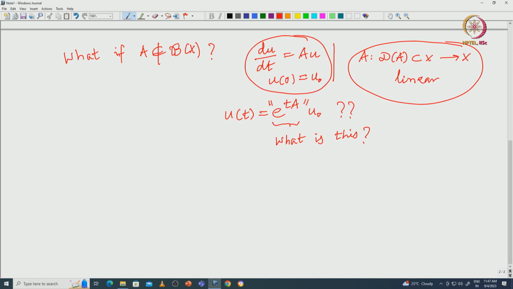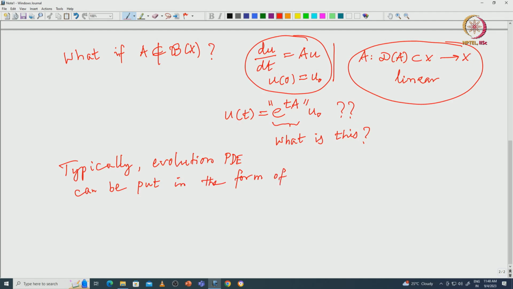Okay. So, typically evolution PDE, like heat equation and wave equation, can be put in the form of an abstract ODE in some space. Okay. So, that is that X we have to.